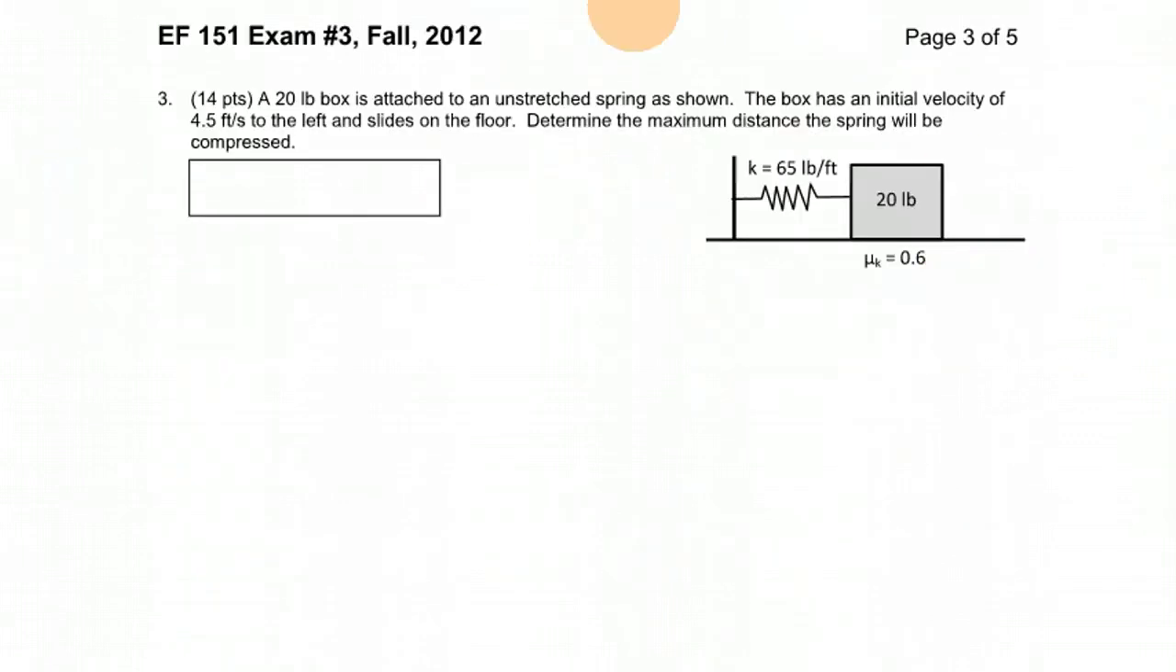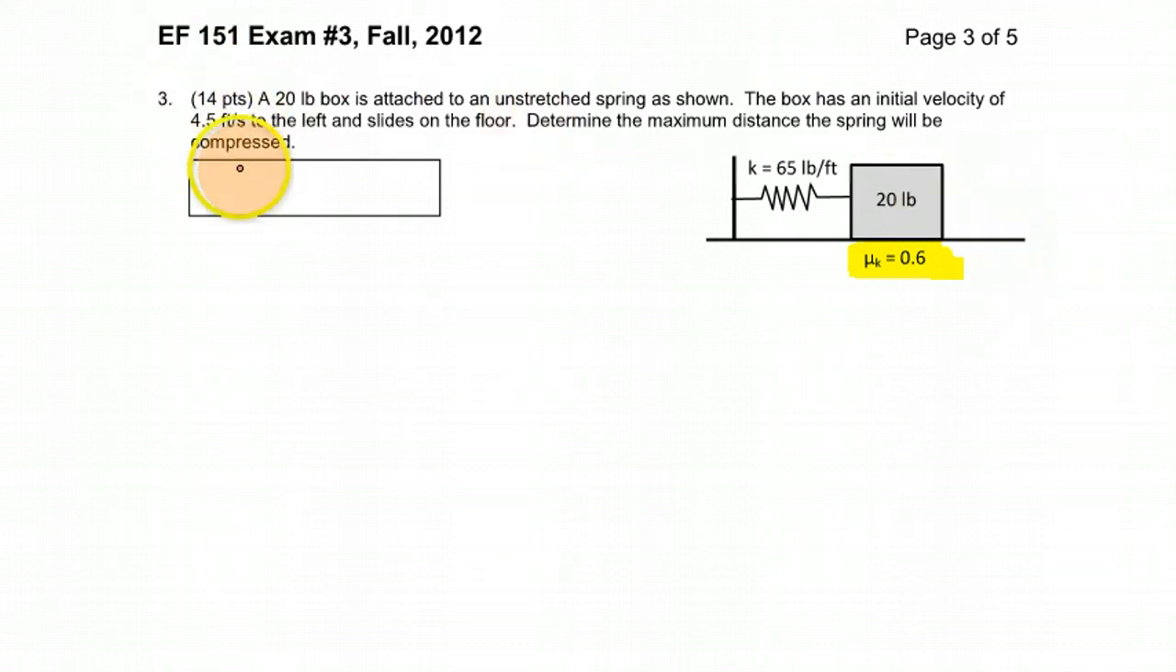Back to there. And get my highlighter. We should make special notes. Sliding, and we're given coefficient of kinetic friction. So that should remind us we need to factor in some sort of loss. And we want to determine the maximum distance the spring will be compressed.